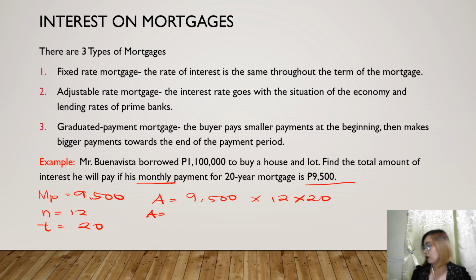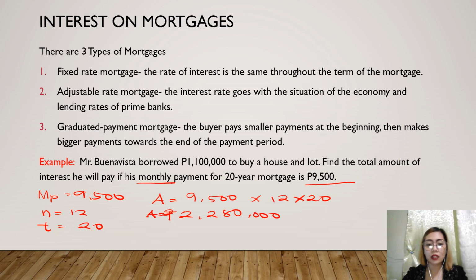Okay, calculate ulit tayo. So, 9,500 times 12 times 20. So, the answer is this one. Okay? So, the answer is 2,280,000 for the total amortization. 2,280,000 para sa total amortization. But we are not asked to find the total amortization. Instead, we are asked to find the total amount of the interest.